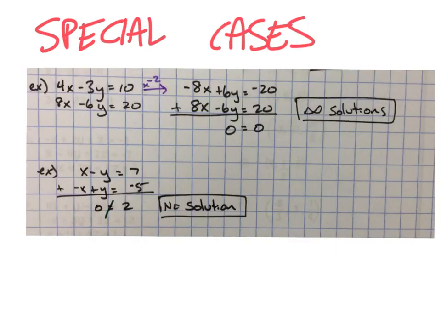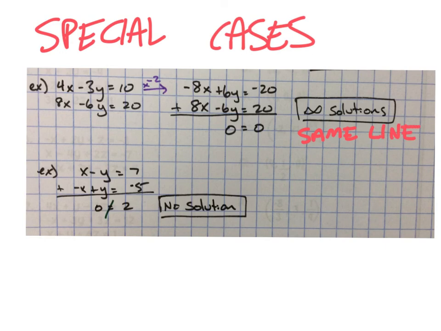Finally, I'm just going to talk about special cases for a moment. We've already done a lot of examples, so you can see this 4x and 8x. If I wanted to cause them to eliminate each other, I'd multiply this 4 by negative 2. But whenever I did that, everything eliminated itself. And I ended up at 0 equals 0. So if you eliminate everything, but you end up at 0 equals 0, which is a true statement, you'll have infinite solutions. Infinite solutions just mean these are the same line.